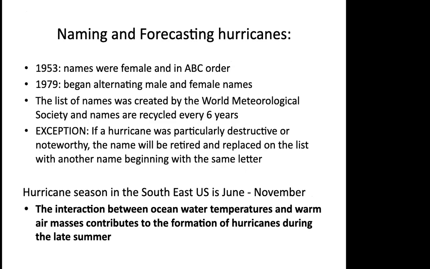So this is going to talk about naming and forecasting hurricanes. So in 1953, names were female and in ABC order. In 1979, they began alternating male and female names, and the list of names was created by the World Meteorological Society, and names are recycled after every 6 years, okay? The exception is if a hurricane was particularly destructive or noteworthy, the name will be retired and replaced on the list, and they get replaced with another name beginning with the same letter.